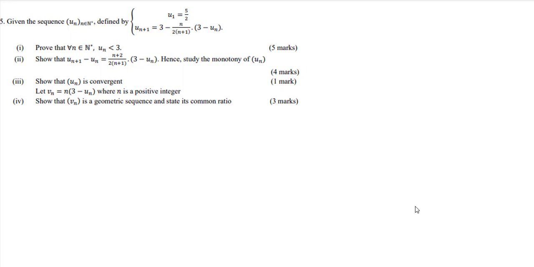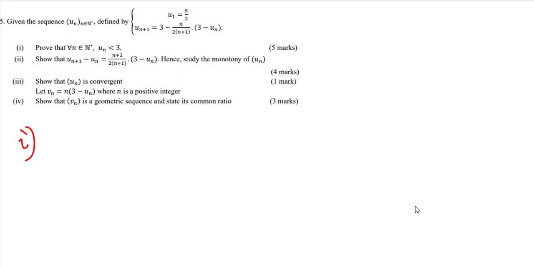Now Roman 3 says show that un is convergent, and in continuation, let vn be n times (3 minus un), where n is a positive integer. Show that vn is a geometric sequence and state its common ratio. So let's proceed with the video. We are going to begin with Roman 1.